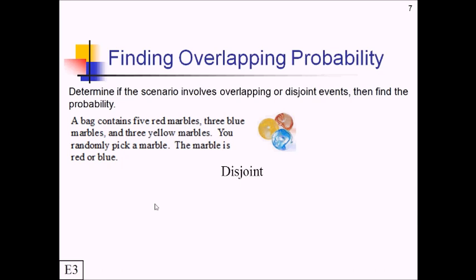So we have the probability of being a red marble. That's 5 out of, let's see, altogether 11. Probability of being a blue marble, which was 3 out of 11. So we're going to add 5 elevenths and 3 elevenths together. And then that's just going to add up to 8 elevenths.